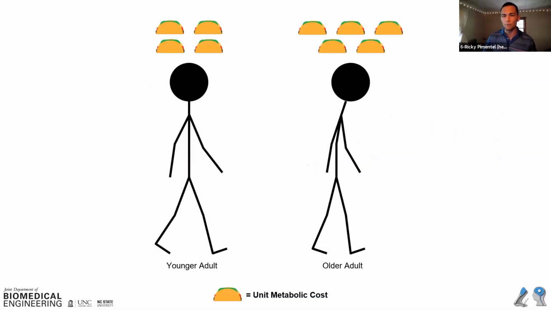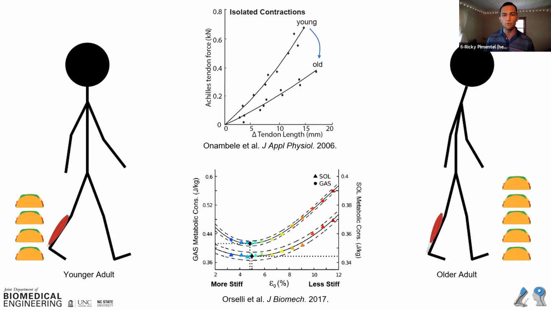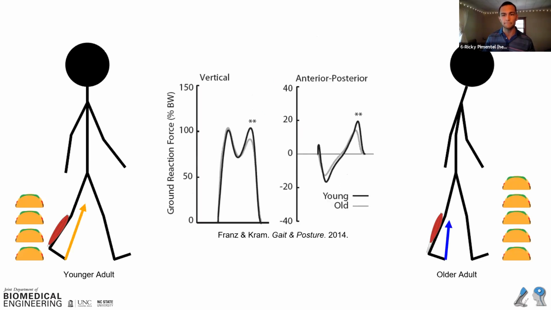So older adults walk with greater metabolic costs compared to young adults for a variety of reasons, such as muscle biochemistry, body composition, and even preferences in neural control and movement patterns. While all of these certainly contribute to the increased costs with aging, we think reduced tendon stiffness plays a major role. Onambele and friends showed that older adults have lower tendon stiffness compared to young adults. And more recently, Orselli found that less stiff plantar flexor tendons also increase the metabolic cost of walking.